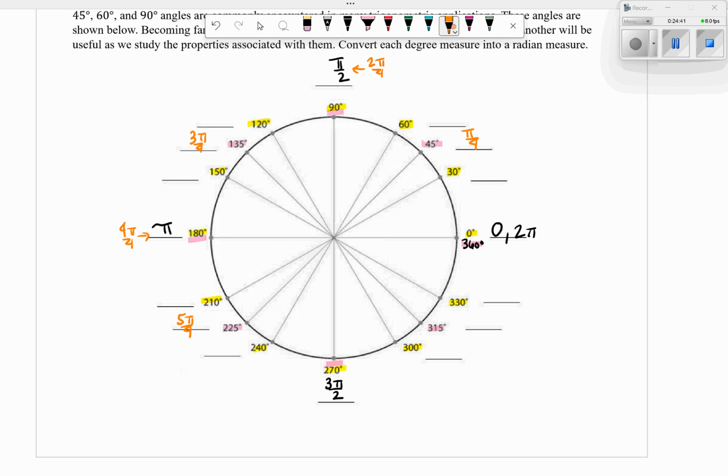5 pi over 4, which doesn't reduce. 6 pi over 4 is 3 pi over 2. 7 pi over 4 and 8 pi over 4 is 2 pi. So now I've converted my angles into radian measures without even having to multiply by pi over 180. So 135 degrees is 3 pi over 4. 225 is 5 pi over 4. 315 is 7 pi over 4, etc. So I'm going to erase this. And instead of counting by pi over 4 on my circle, or 45 degrees, let's do 30 degrees.